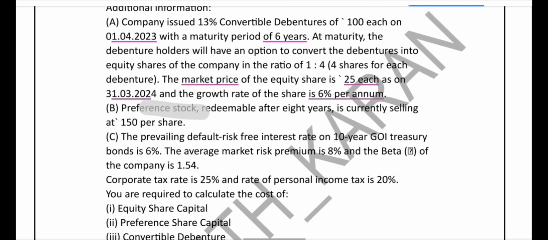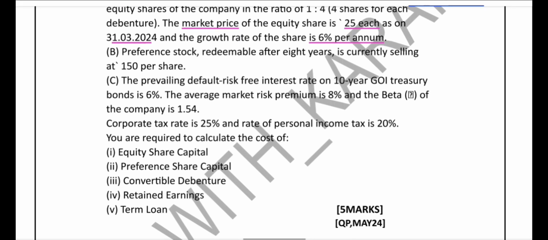And then they have given preference stock redeemable after 8 years is currently selling at 150 per share, and the prevailing default risk free interest rate on 10 years Government of India Treasury bond is 6%. The average market risk premium is 8%, that is RM minus RF is 8%, and beta value is given as 1.54. Corporate tax rate is 25%, and the rate of personal income tax is 20%.